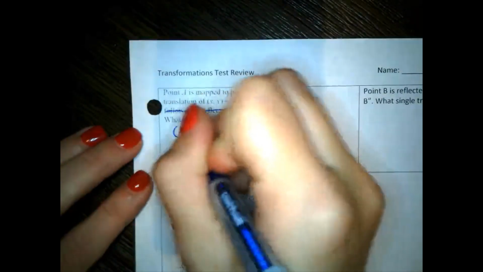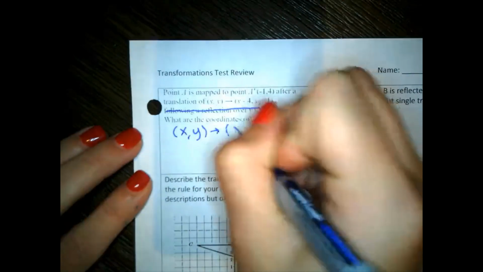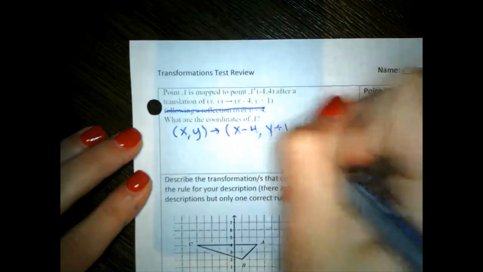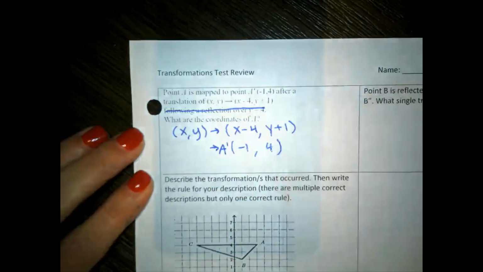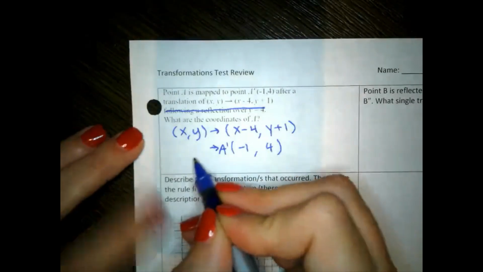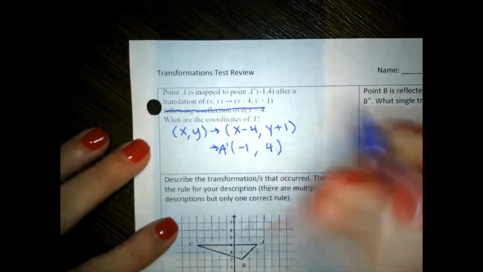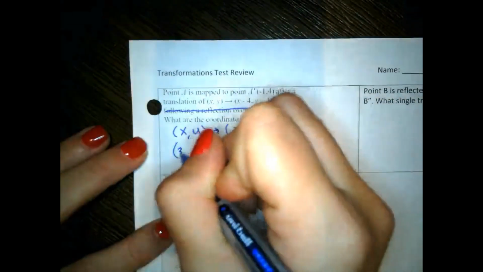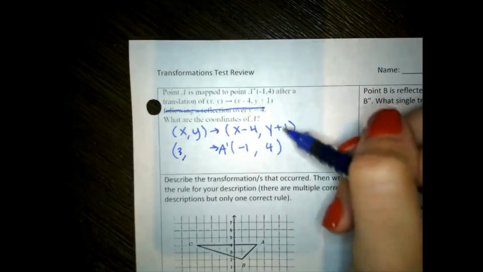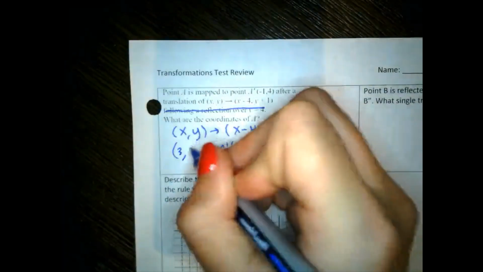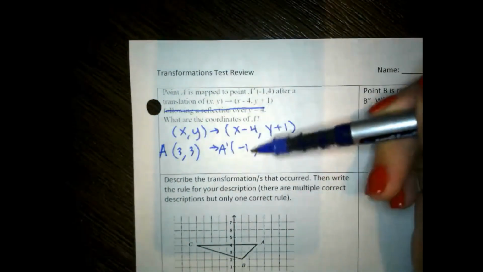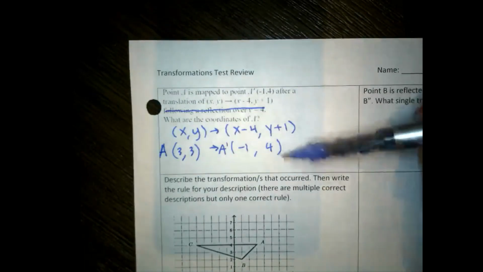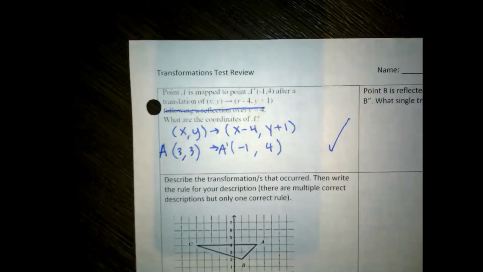So remember, guys, if we are working backwards, we actually need to do the opposite of the operation that we see in that rule. Okay, so A prime is at -1, 4. Moving in the backwards direction, we need to add 4 to the x coordinate, making that 3. And then we need to subtract 1 from this coordinate, making that 3 as well. Okay, so what I like to do is work forwards once I'm done. If I take this, subtract 4, I get -1. If I take this, add 1, I get 4. So looks like that question is done.